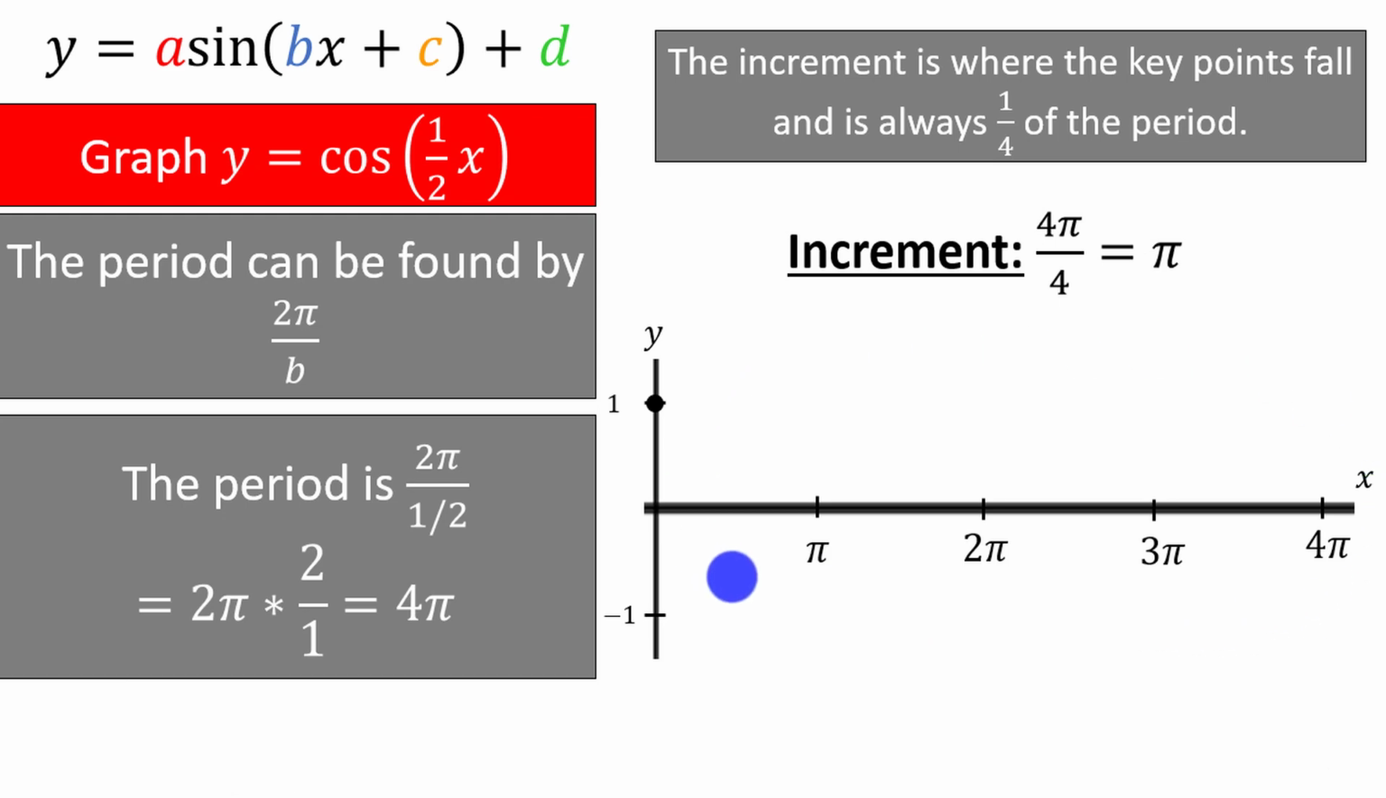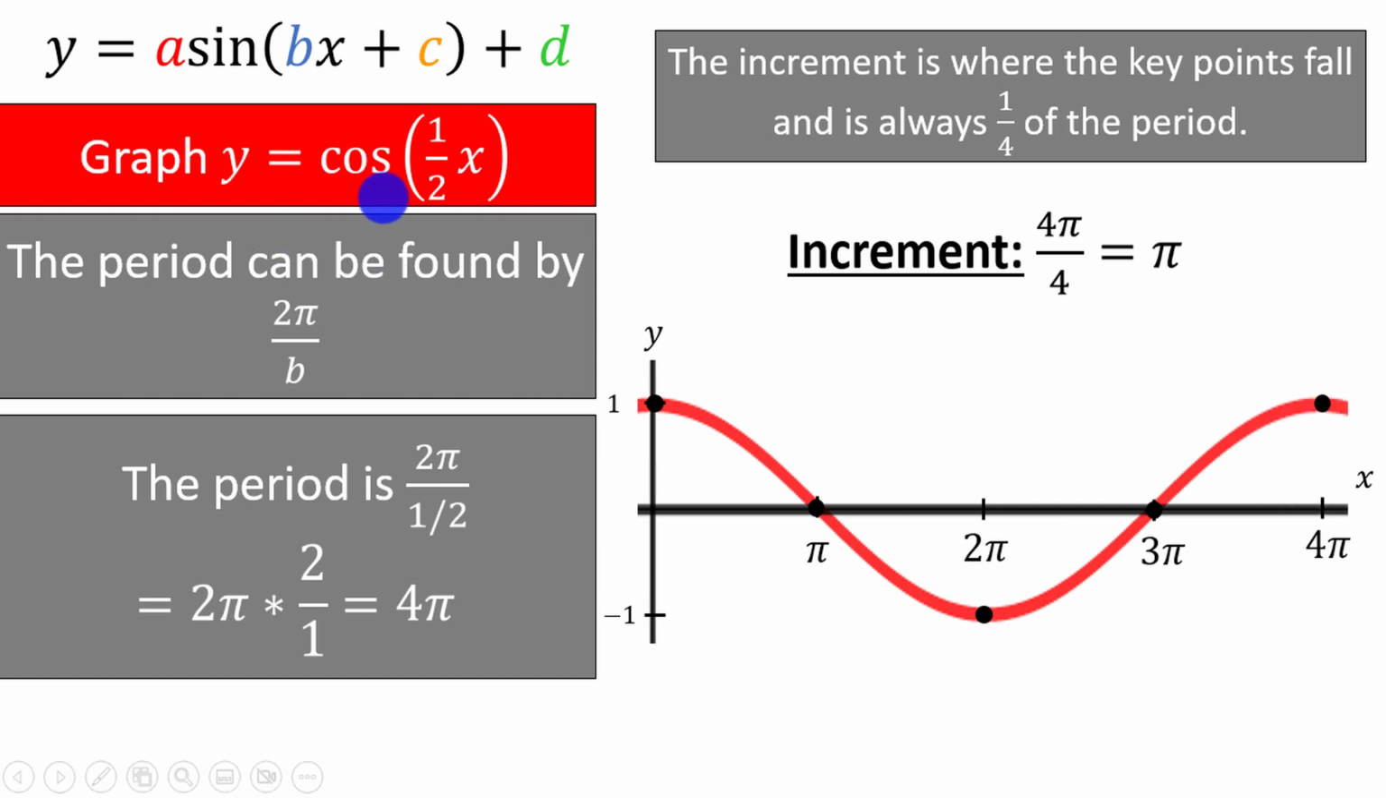Now just follow the general shape of cosine to fill in the remaining points. Typically, cosine starts at a maximum and then decreases from there. So at pi, the next increment, we will be at a 0. At 2 pi, we will have decreased to the minimum of -1. At 3 pi, we will have another 0. Finally, at 4 pi, we will be back to the maximum of 1. Connect the dots, and we have drawn the graph of y equals cosine of 1/2 x.